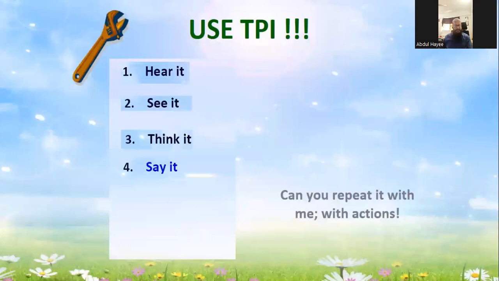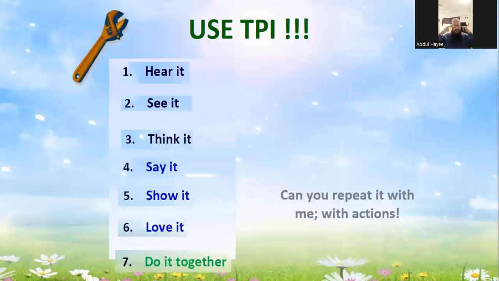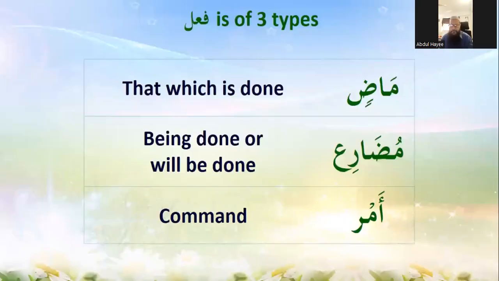What is it? Hear it, see it, think it, say it, show it, love it, and do it together. It means use your own body senses: hearing, vision, the brain, speaking and telling, acting, movements, and make someone a partner to help you understand. Then we saw so many things in this. Today we will complete our table of the short table. That is called surface area.